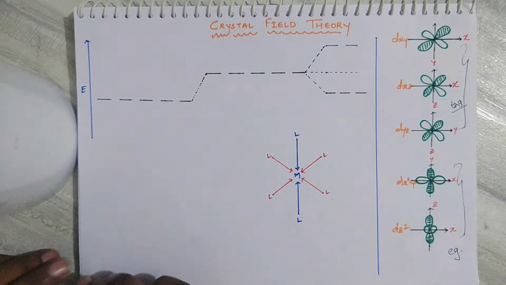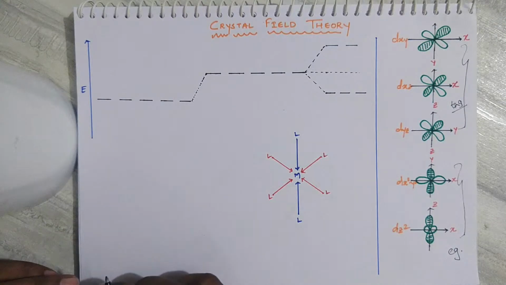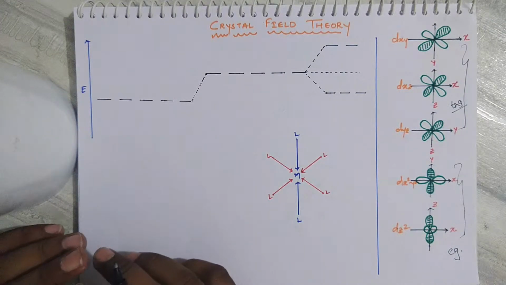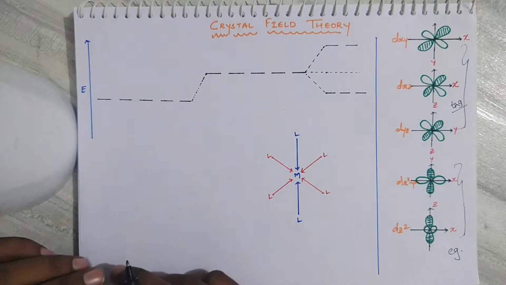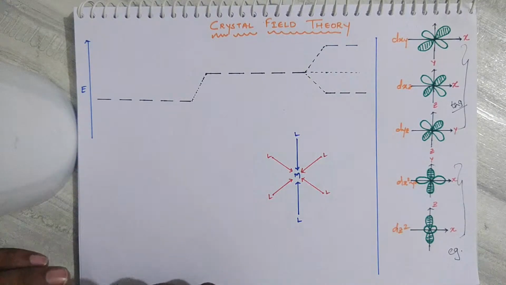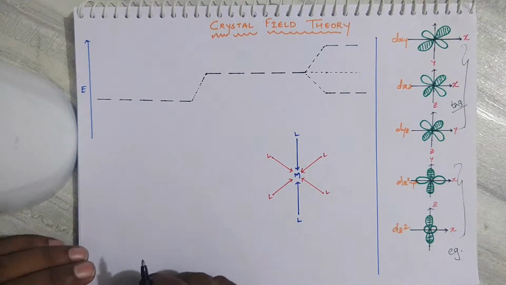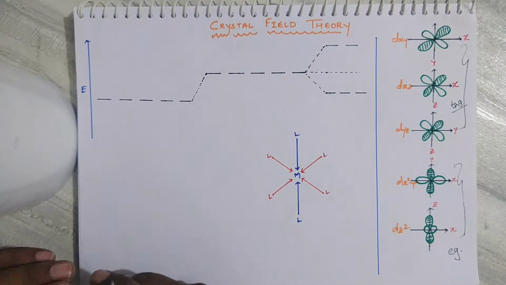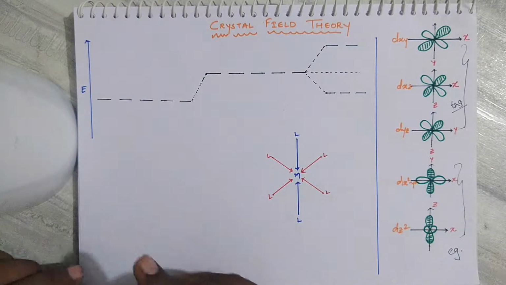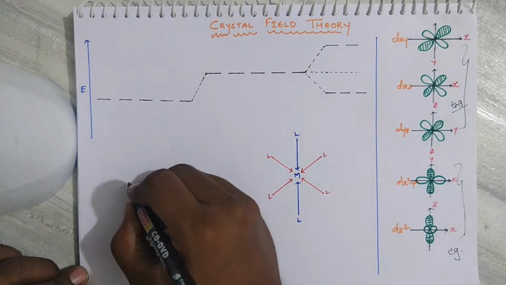Now let's talk about what basically crystal field theory is. In crystal field theory, we take into consideration the electrostatic interaction between the central metal atom and the ligand. That is what we consider. Second thing is we consider them as one point interacting with another point. Okay. So in the case of crystal field theory, we are going to talk about 2 main things.